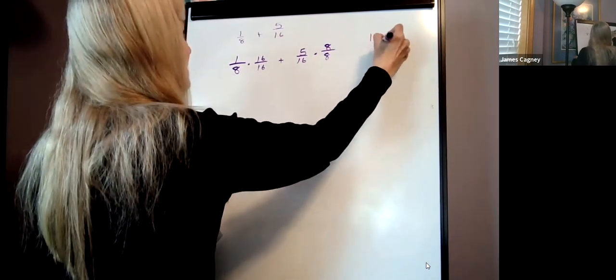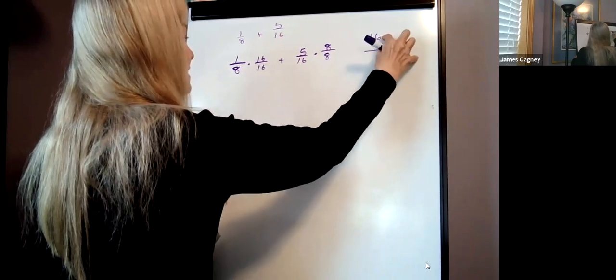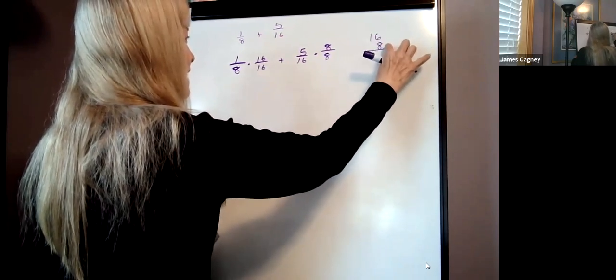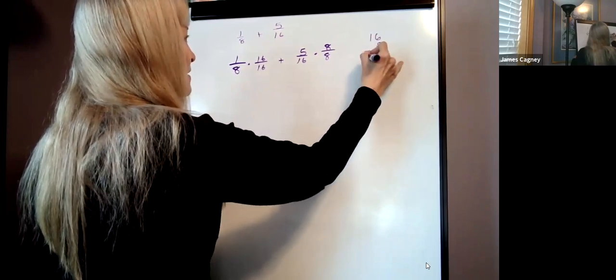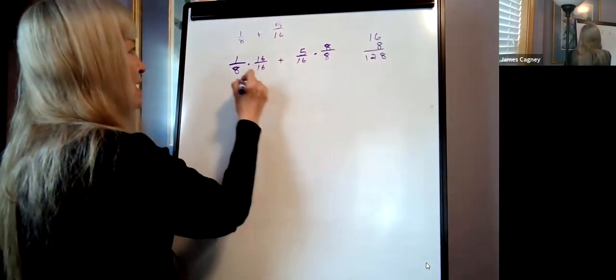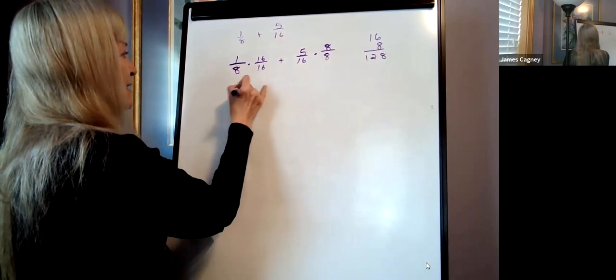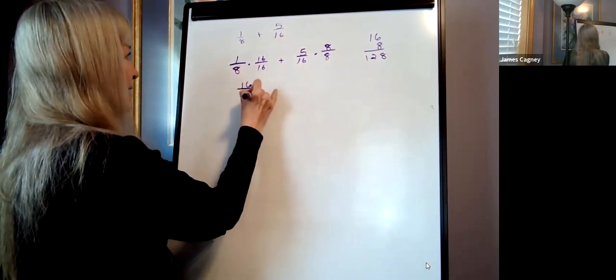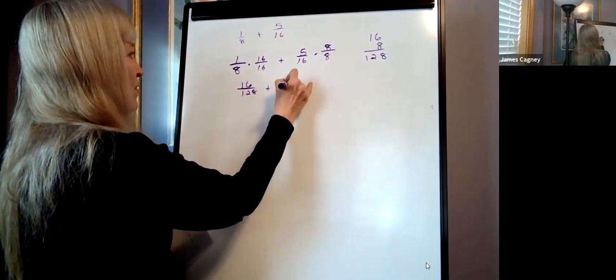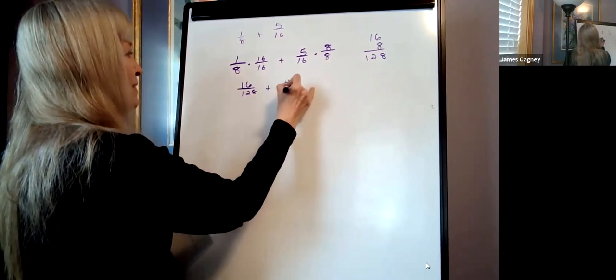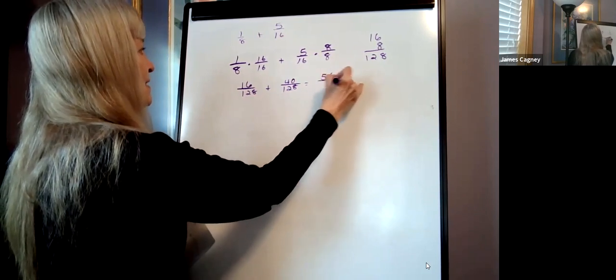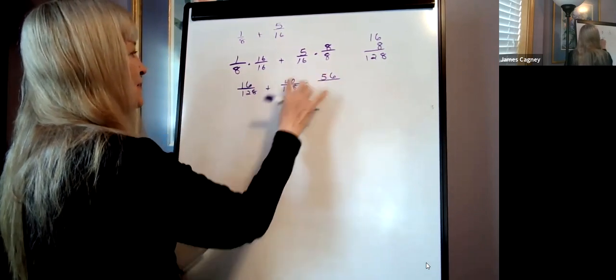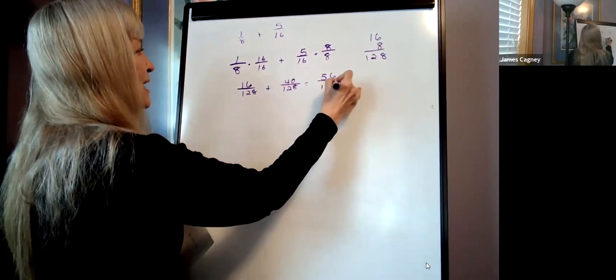So let's figure out what 16 times 8 is. 6 times 8 is 48. Carry the 4, so it's going to be 128. So this is going to give me 16 over 128 plus 40 over 128, which is going to give me 56. 16 plus 40 is 56 over 128.